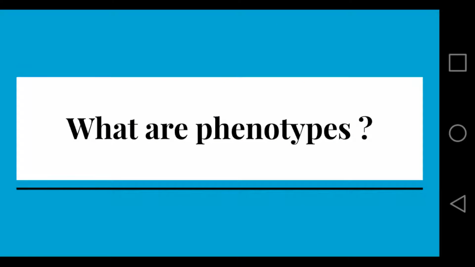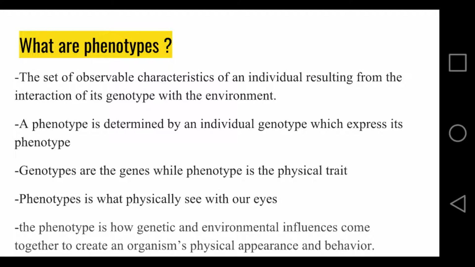What are phenotypes? It's the set of observable characteristics of an individual resulting from the interaction of its genotype with the environment. A phenotype is determined by an individual's genotype, which expresses the phenotype. Genotypes are the genes, while phenotype is the physical trait. Phenotype is what we are physically seeing with our eyes. The phenotype is how genetic and environmental influences come together to create an organism's physical appearance and behavior.